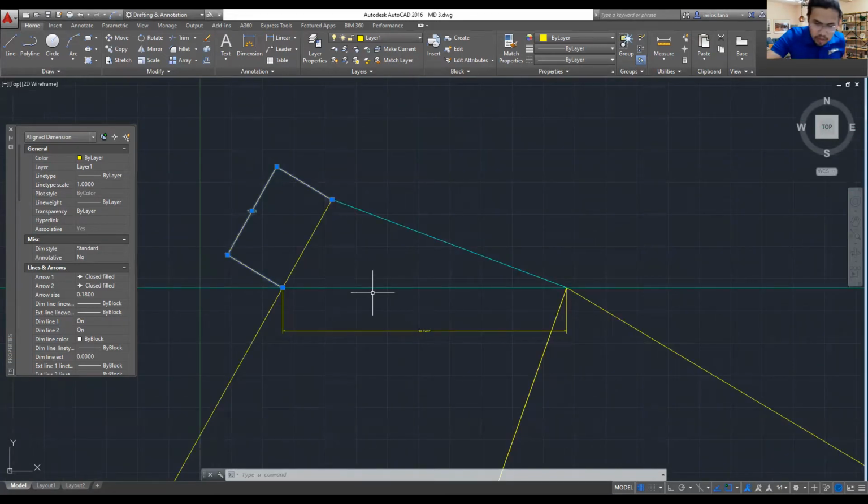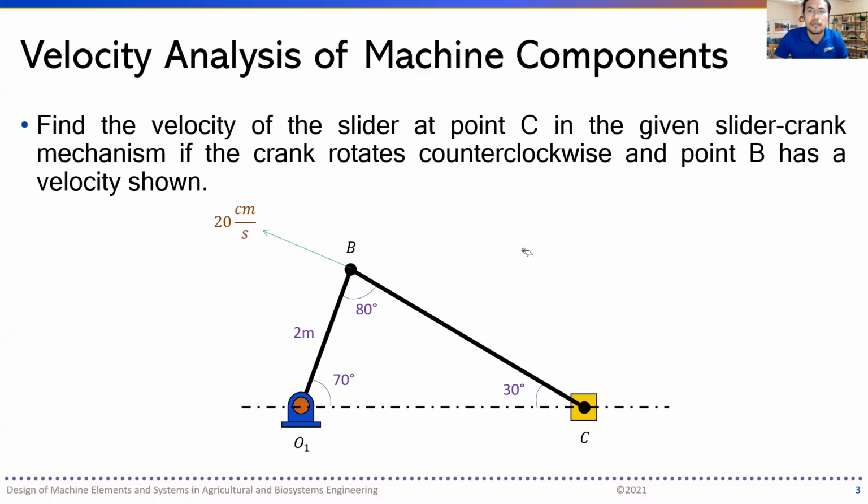This should check with the analytical solution of the same problem, and that's what we're going to do in the next topic on instantaneous centers of velocity. The solution will be using the instant center of velocity. So I'll see you next lecture.